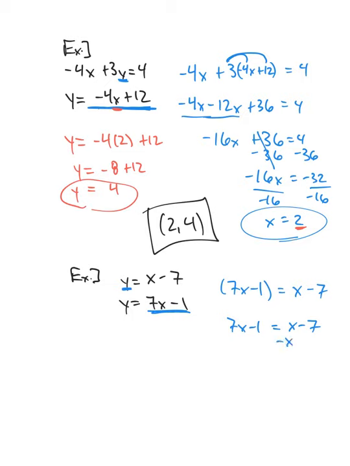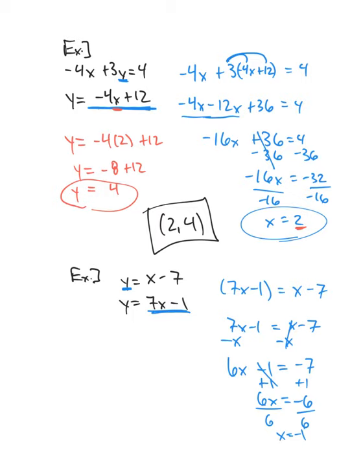We want to get all the x's on one side, so we'll subtract them from that right side to cancel. So we get 6x minus 1 equals negative 7. We'll add 1. We'll get 6x equals negative 6, or x equals negative 1. From here, again, it doesn't matter where we go. We're going to take that negative 1 and substitute it.